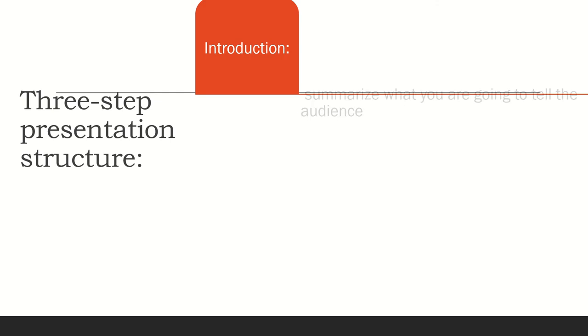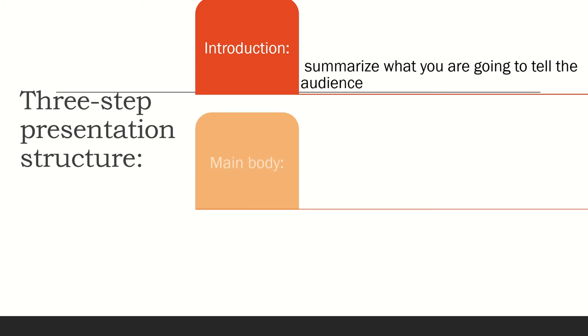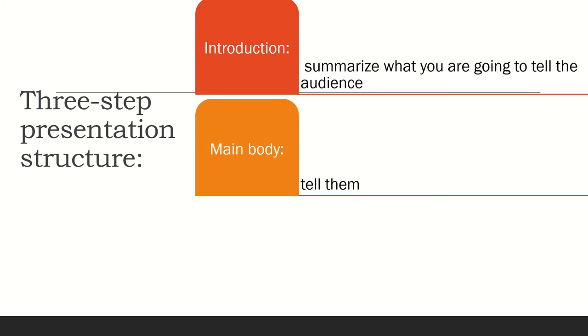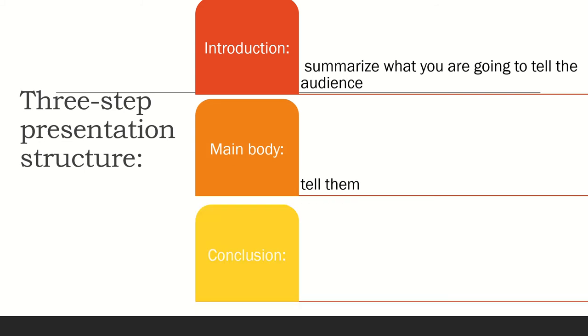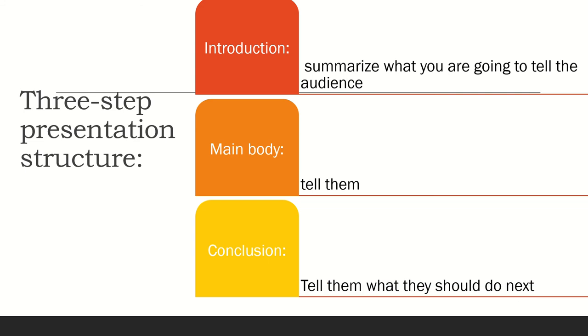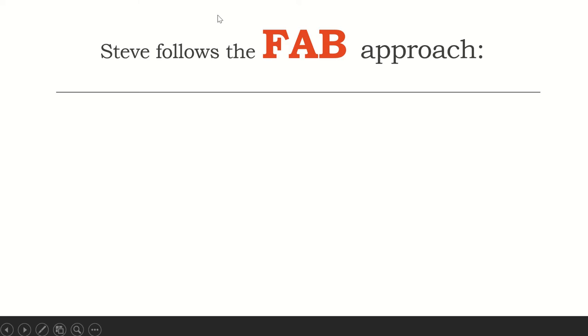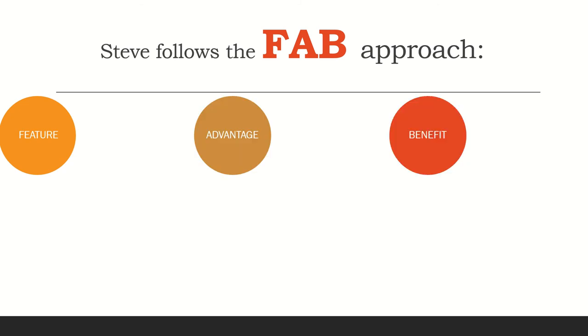We have a three-step presentation structure. The first one, introduction. In the introduction, summarize what you are going to tell the audience. Main body: tell them. And conclusion: tell them what they should do next. So, FAB stands for feature, advantage, and benefit.